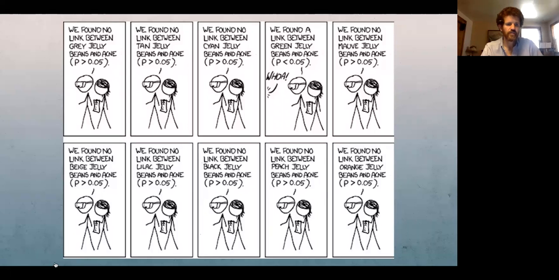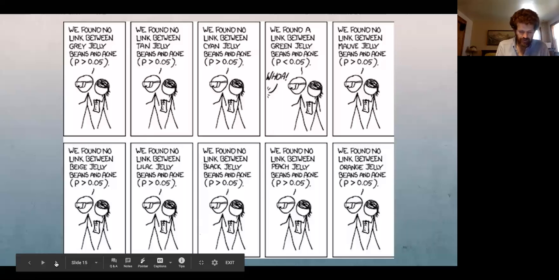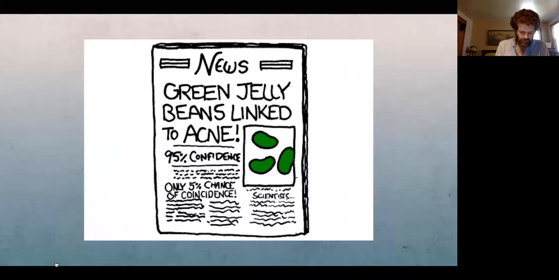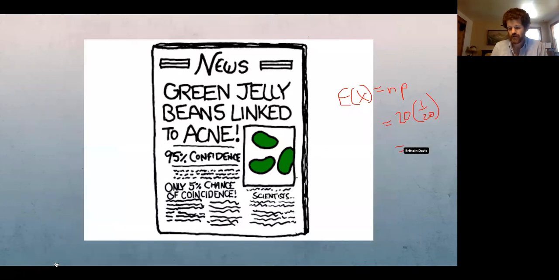If we think about this in terms of binomial real quick, we can remember that the expected value for a binomial is going to be n times p. So if just by random chance you have a 1 in 20 chance of this happening, and you're testing 20 different colors, then just by random chance you're going to get one statistically significant result.